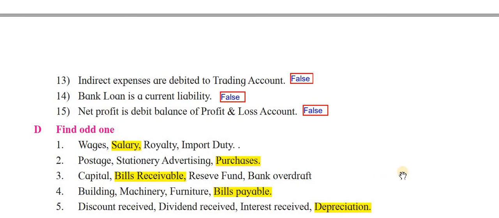ठीक है. Last but not the least, discount received, dividend received, interest received and depreciation. All three जो भी receive हुए हैं, definitely they are all received वाले हैं, like discount received, dividend received, interest received. Depreciation is nothing which you are receiving, you are applying to the fixed assets, so depreciation is your odd one. ठीक है.